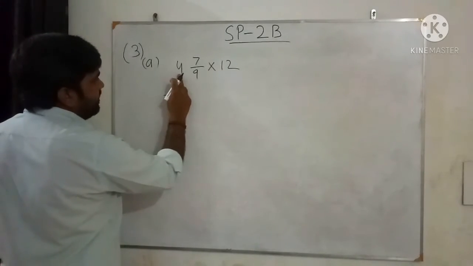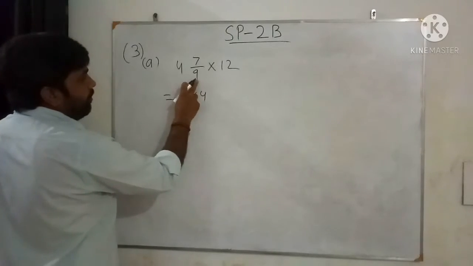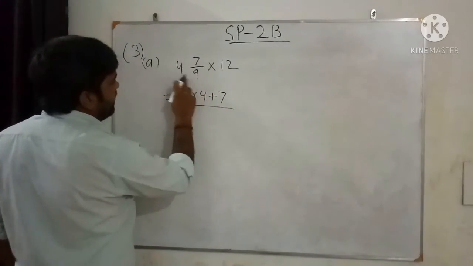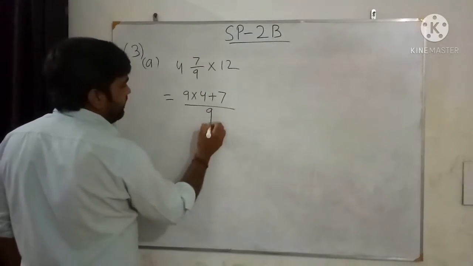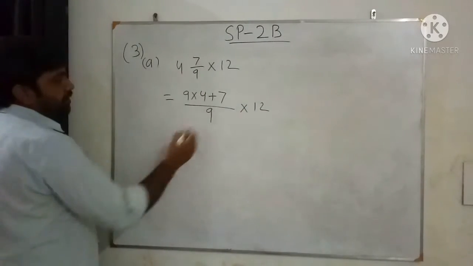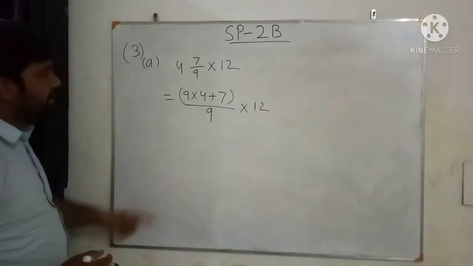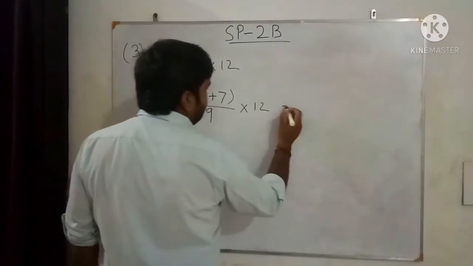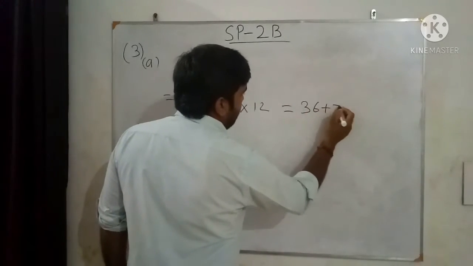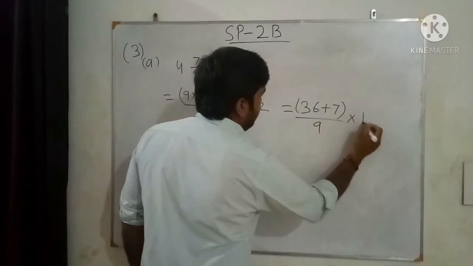First we convert this mixed fraction into an improper fraction. So 9 4s are 36: 9 multiply 4, the denominator multiplied with the whole number, plus the numerator. So 9 multiply 4 plus 7 by 9, multiply 12. You write this in a bracket because here it is one number which is multiplied. Now you find this result: 9 4s are 36 plus 7 upon 9, multiply 12.